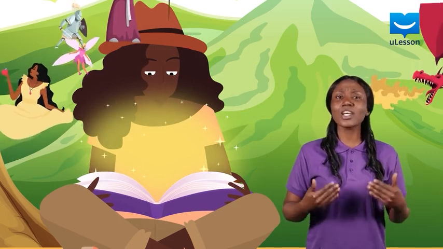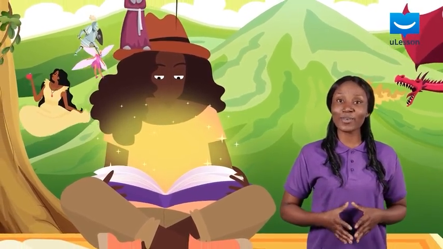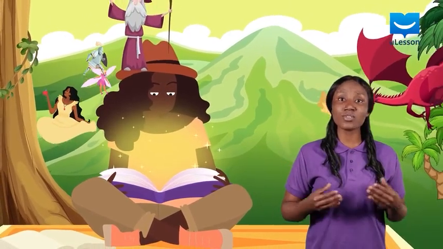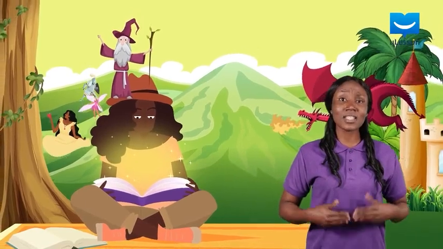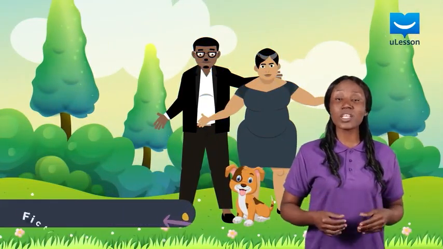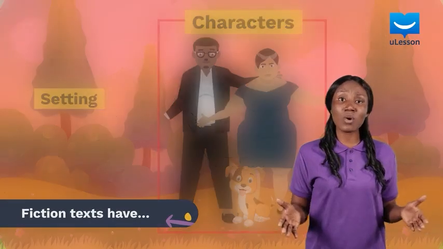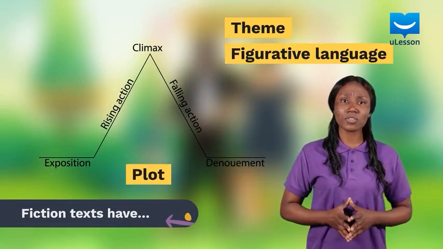Fictional text includes writing that is primarily from the imagination of the writer. Most of the stories and novels you would read in school fall under this type of writing. These types of text usually contain characters and they have a setting. They also have plots, themes, and a lot of figurative language.